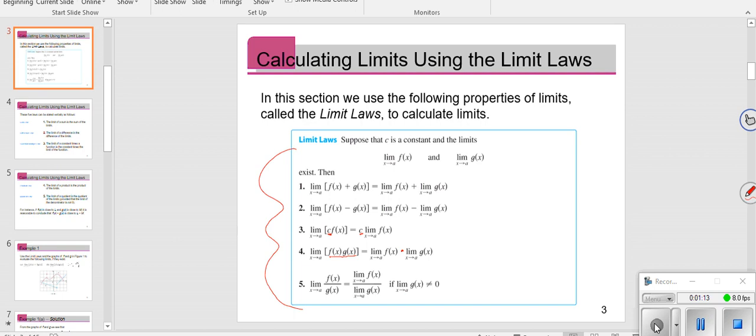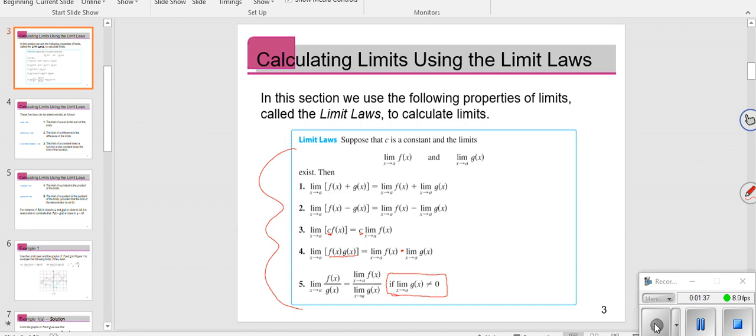And then same thing with the quotient if you're dividing by 1. The thing here though is that you have to remember that the limit of g of x cannot equal 0. I just wanted to make you aware. It's almost like the limit can be distributed through, if you will. So these limit laws are important.